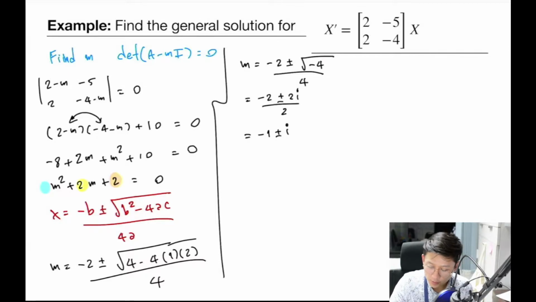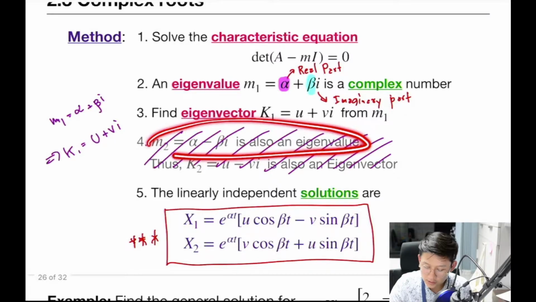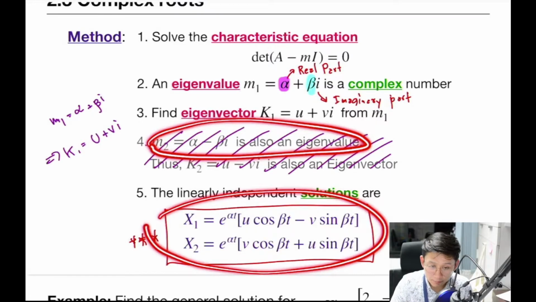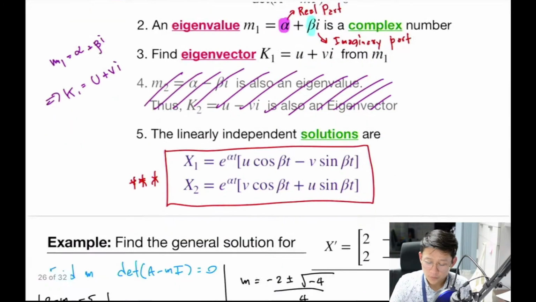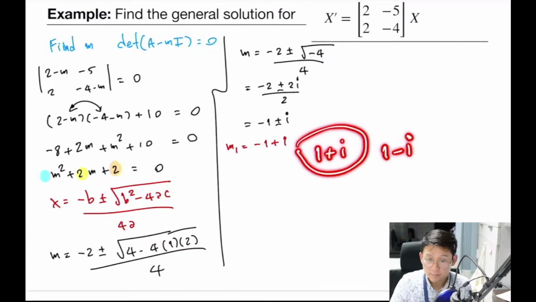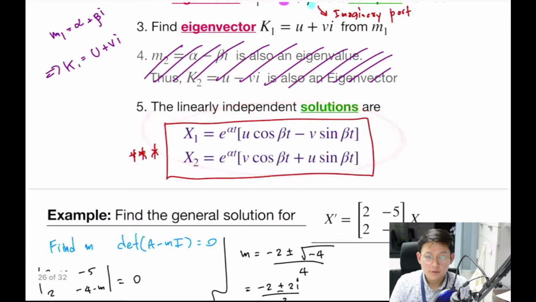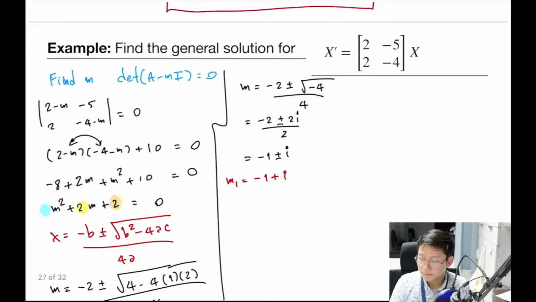Okay, and you can just take m1 equals minus 1 plus i, and you just ignore the other m, because the other m, which is the conjugate, is already included in this formula. So you just need to take one of them. You have two m's, 1 plus i and 1 minus i. You just take one of them and call that m1, and you just forget the other one because it's already included in that formula.